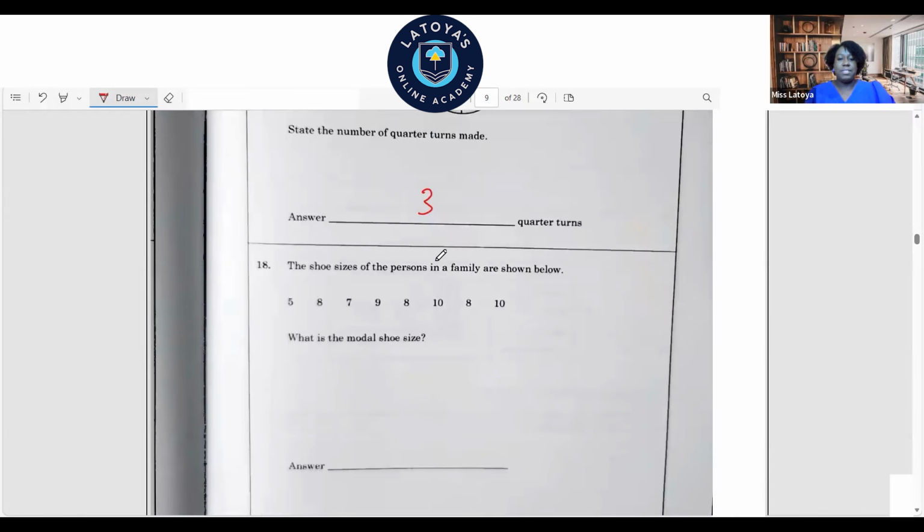The sizes of the persons in a family are shown below. What is the modal size? Mode is most frequent. Which size is most frequent? 8 is most frequent. So the answer is 8.